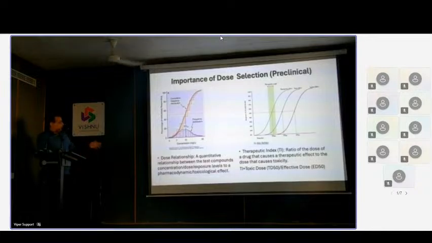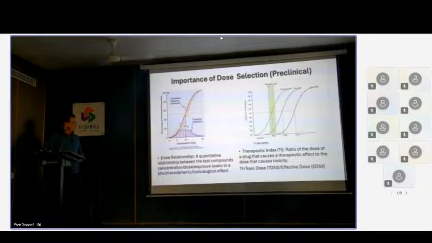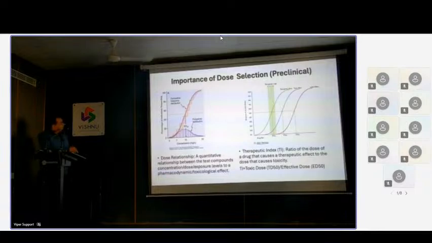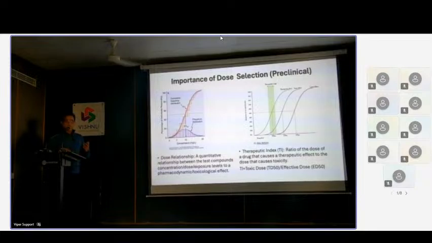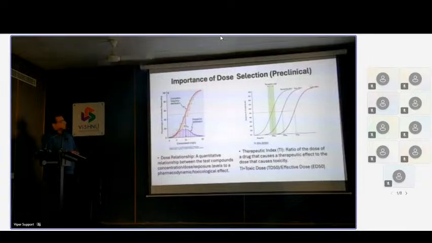By definition, it's a quantitative relationship between the test compound, either its concentration or the dose if it is an animal study, or its exposure if you consider pharmacokinetic data like AUC or Cmax values, and a pharmacodynamic or toxicological effect. This is the basic unit of any research, a relationship of the response to the concentration.